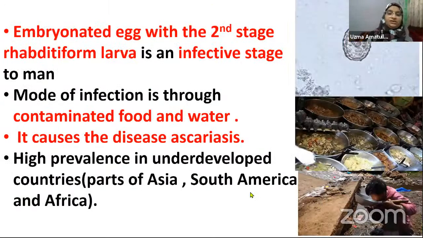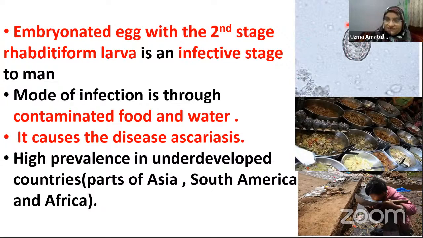Now here, the embryonated egg with the second stage rhabditiform larva is an infective stage to man. When this stage is taken in through contaminated food or water, that person will get the disease. So that stage is called the infective stage. Now, the mode of infection is through contaminated food and water.